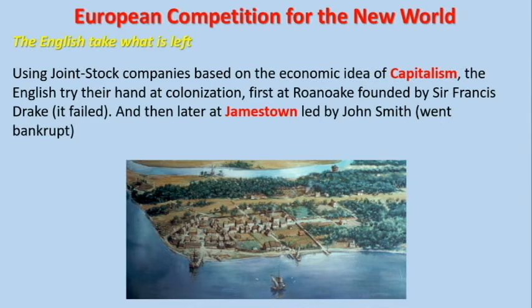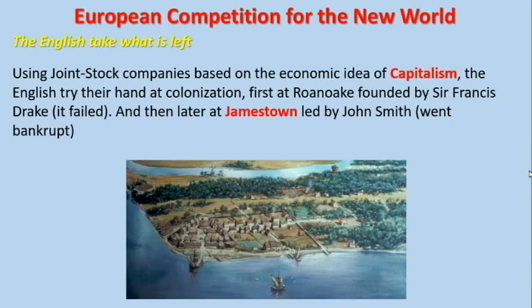And finally, speaking of the English, we get to the ultimate goal here. The English in America. So the English come in and we're basically scraping together what's left. Using the idea of joint stock companies and the economic ideas of capitalism, the English try their hand at colonization. They start with the Roanoke colonies, founded by Sir Francis Drake. It fails. It's the famous missing colony.